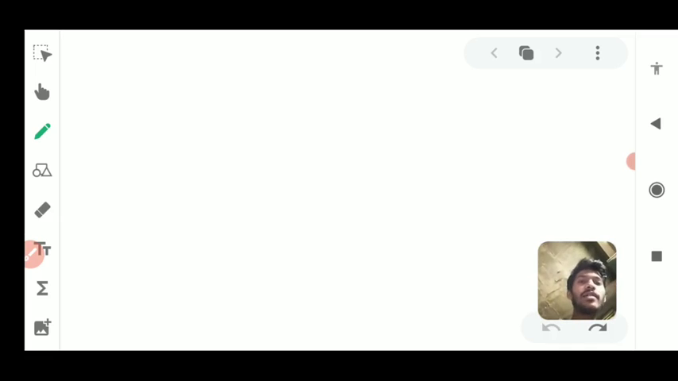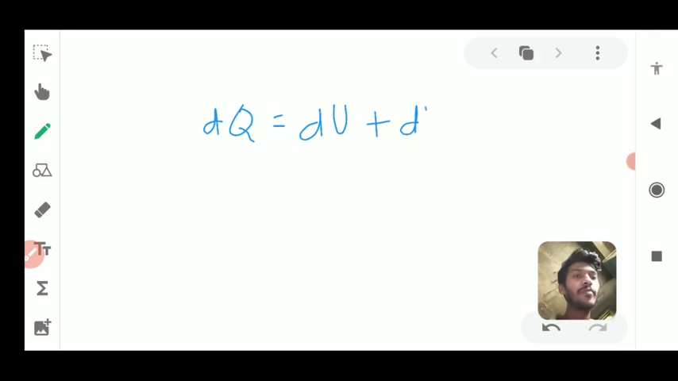We have seen the first law of thermodynamics. Mathematically, we write it as dq is equal to du plus dw. So this is the differential form. And now we are ready to see what the second law of thermodynamics is.